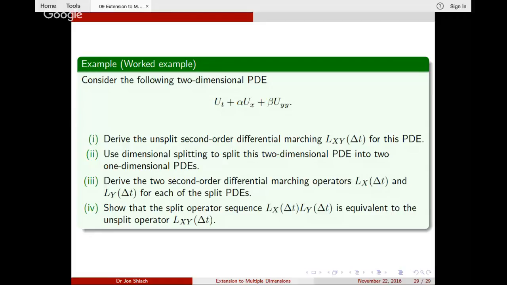So we've got delta t squared over 2 alpha squared delta xx, plus delta t cubed over 2 minus alpha squared beta delta x, x, y, y. So a double derivative in the x direction applied to a double derivative in the y direction gives you a mixed derivative x, x, y, y.